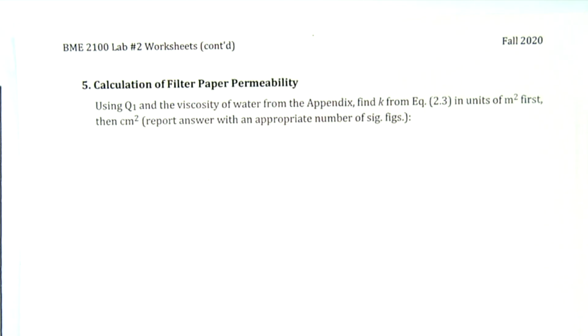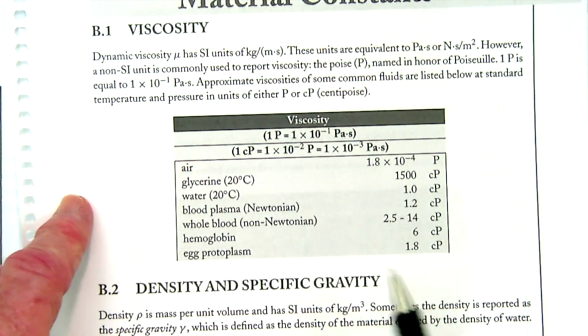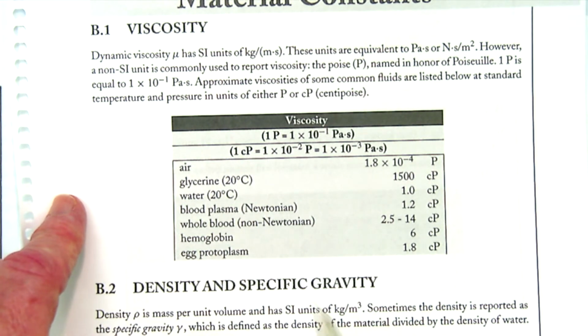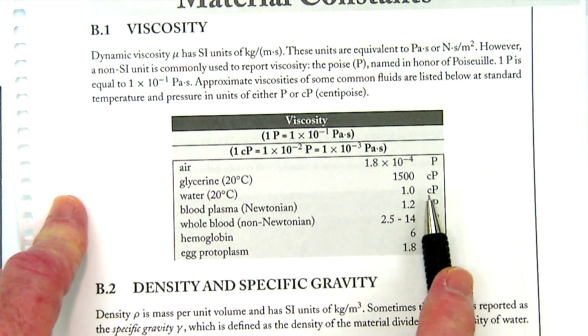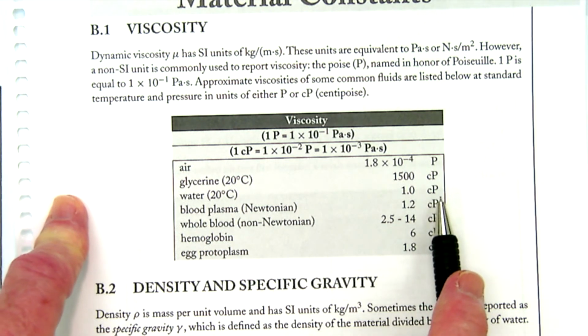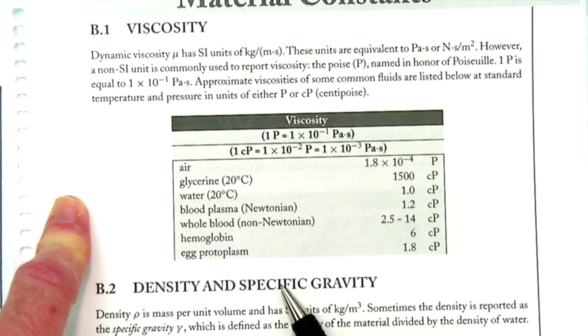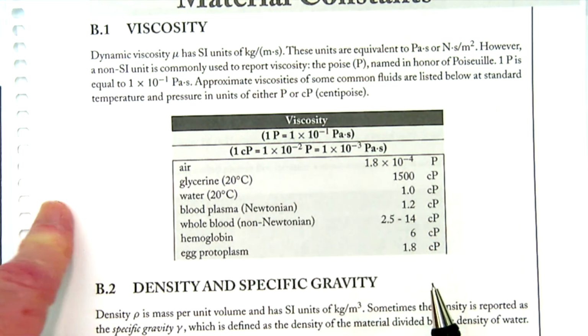Now, where do we find the viscosity of water? It's in the appendix of the textbook. Here's water at 20 degrees C. We can assume we're roughly at that temperature. And notice that it's 1 centipoise. Now, poise is not an SI unit. It actually honors Poiseuille, that you'll learn about in lab number 3 in chapter 3. But you can convert it to SI units with this conversion factor right here. We'll let you do that.